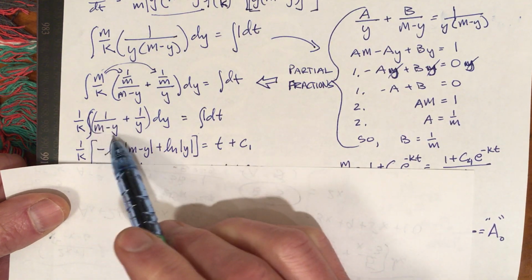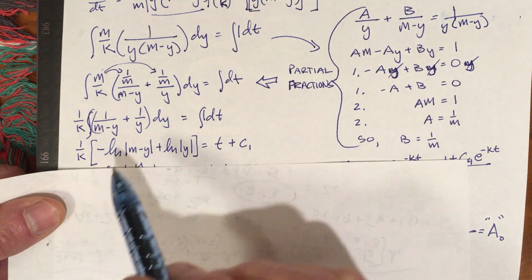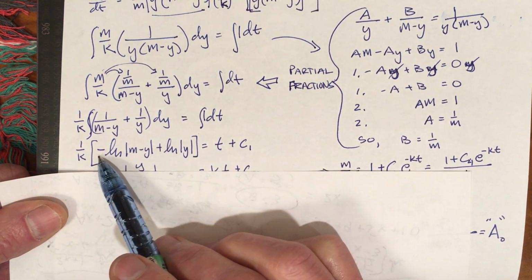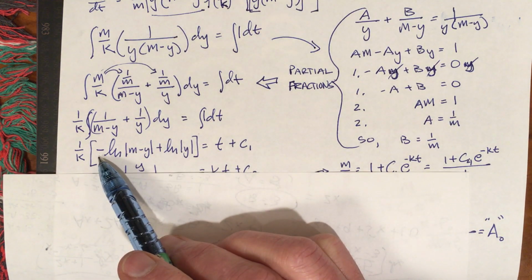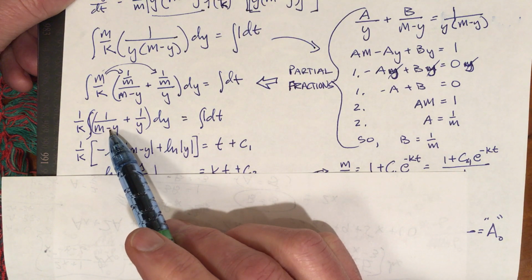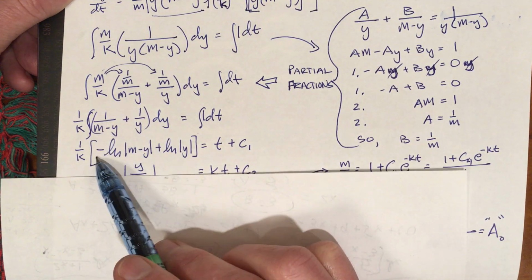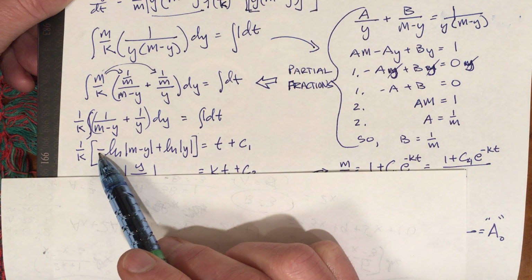When I integrate this, it's 1 over our variable, so that becomes the ln of m minus y. Where does that negative sign come from? Well, if you remember, we have to consider the chain rule, and that negative y, when we integrate, the chain rule pulls that negative sign out in front, okay?